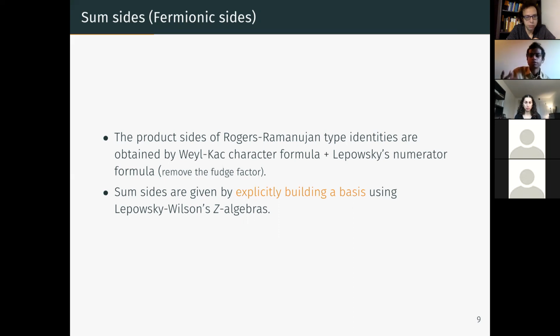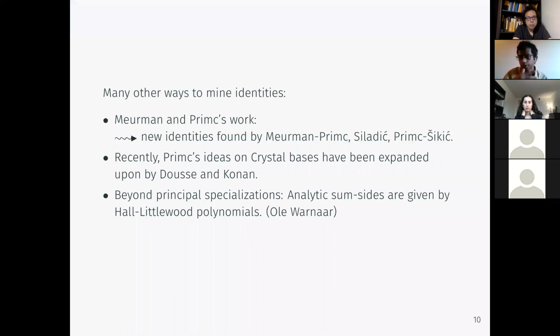Yeah, so the sum sides are going to come from a completely different mechanism from the product sides, and that's one of the nice things about these, is that they really illuminate the structure of the modules because they come from different mechanisms. So this is one way to get identities out of modules of affine Lie algebras. There are many other ways of getting these.